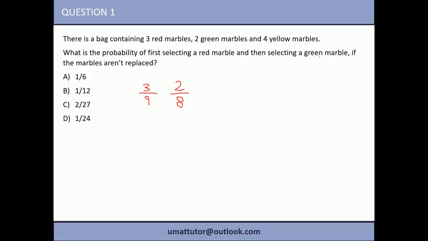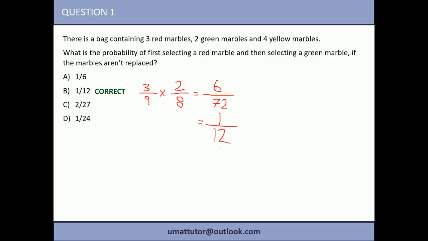Now if we're being asked what's the probability of both of those occurring, all we have to do is multiply the 2 together. So that comes to 6 on 72. If you simplify just by dividing both by 6, you can then get that down to 1 on 12. And so that would be the answer. The answer would be B.